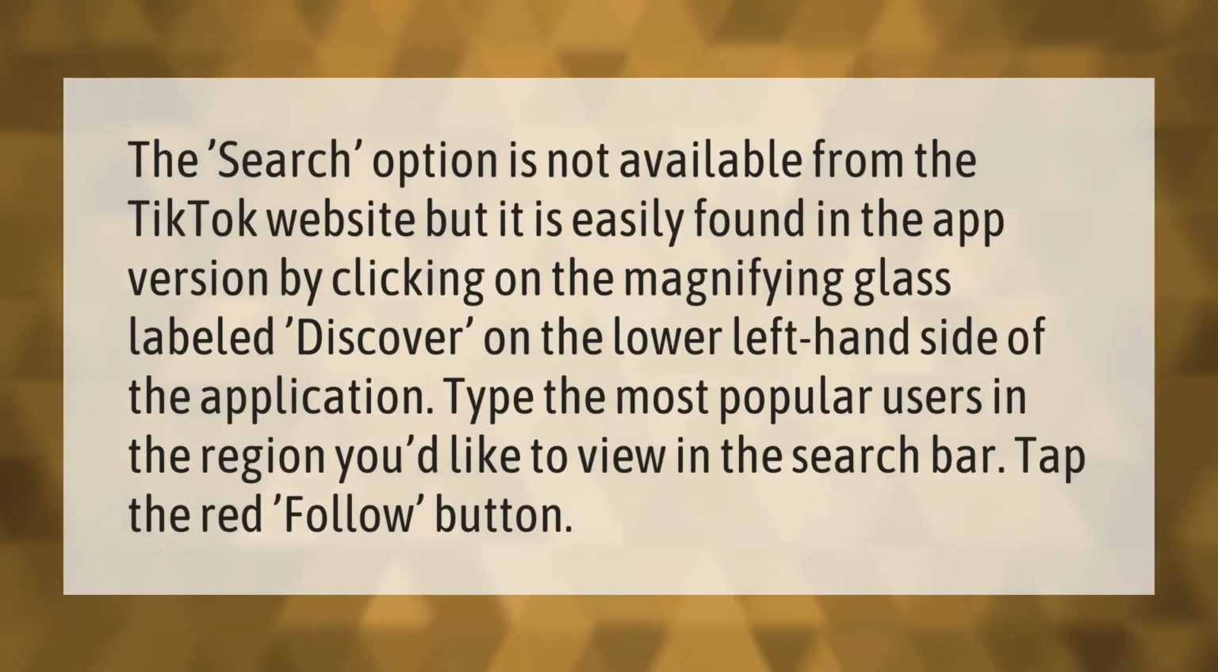The search option is not available from the TikTok website, but it is easily found in the app version by clicking on the magnifying glass labeled Discover on the lower left-hand side of the application. Type the most popular users in the region you'd like to view in the search bar. Tap the red Follow button.